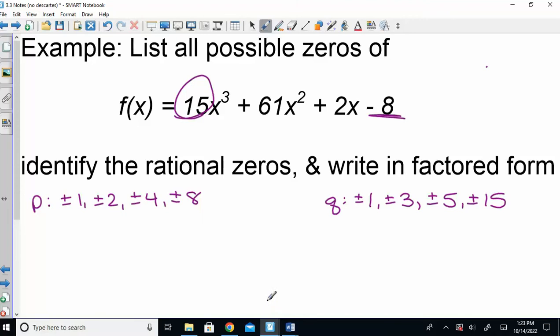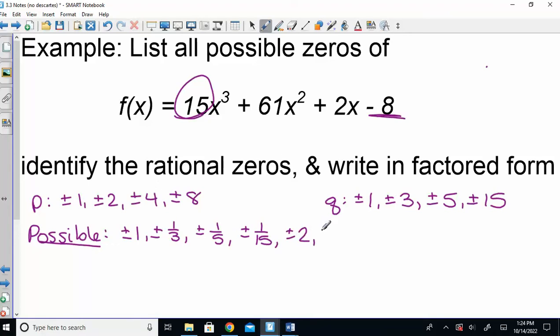All right, so then possible zeros, P over Q. Again, it might be annoying, but you have to put the plus and minus on all of them. So 1 over 1 is 1. 1 over 3. 1 over 5. 1 over 15. 2 over 1 is 2. 2 over 3. 2 over 5. 2 over 15.